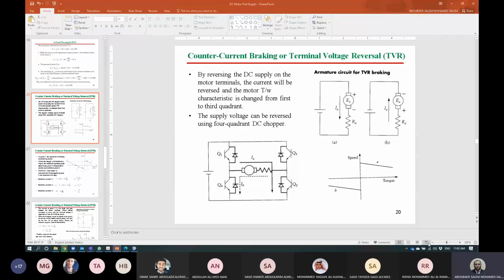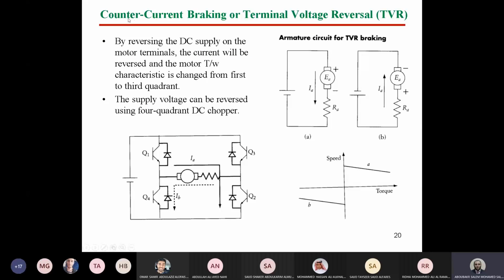Okay, so today we will discuss the counter current braking, which is sometimes referred to as terminal voltage reversal.